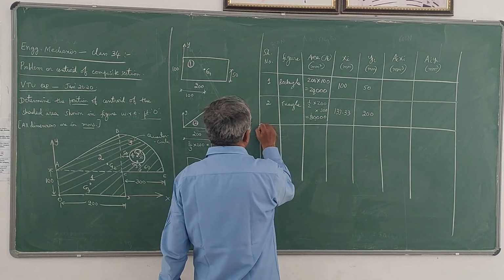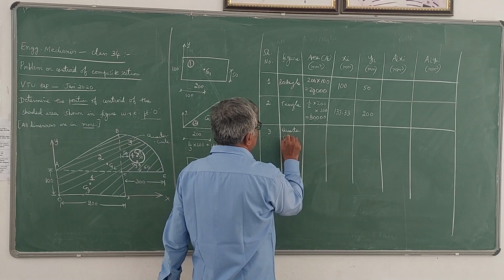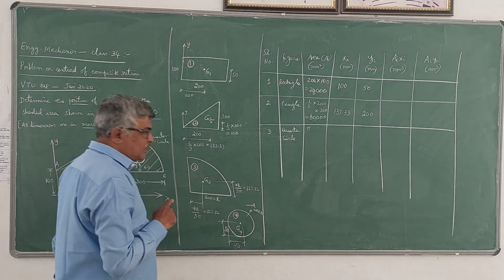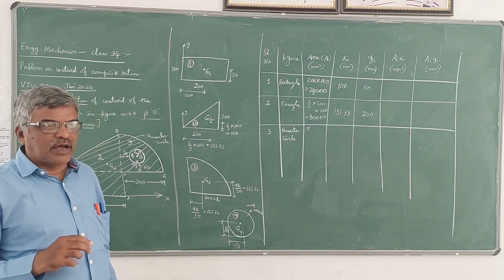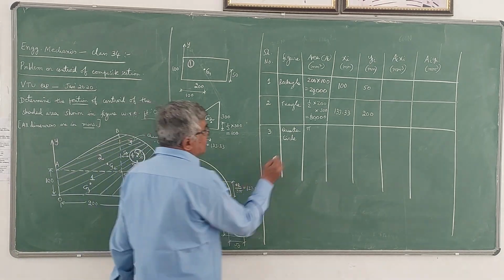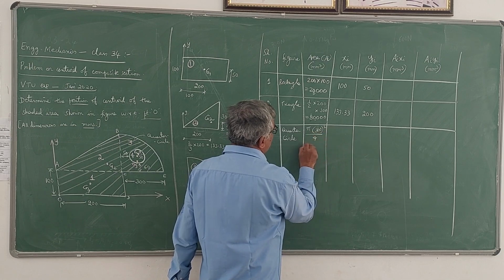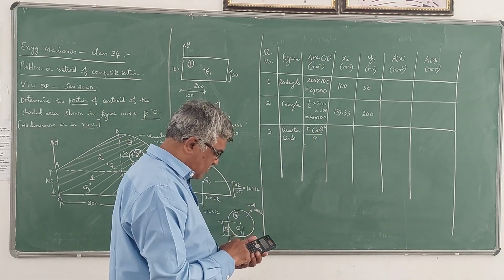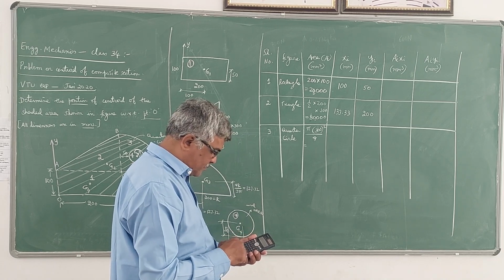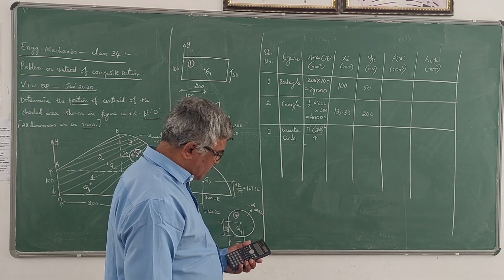Next, the third figure is quarter circle. Quarter circle whose area is given by pi r square by 4. Circle is pi r square, semicircle is pi r square by 2, quarter circle pi r square by 4, where r is 300 mm here. So pi into 300 square by 4. So if you simplify this, you will get 300 square into pi divided by 4. 70658.8.